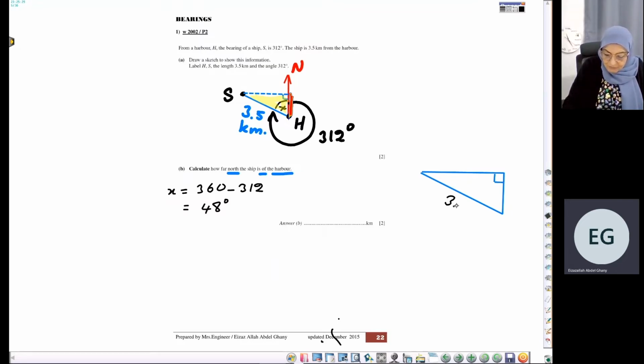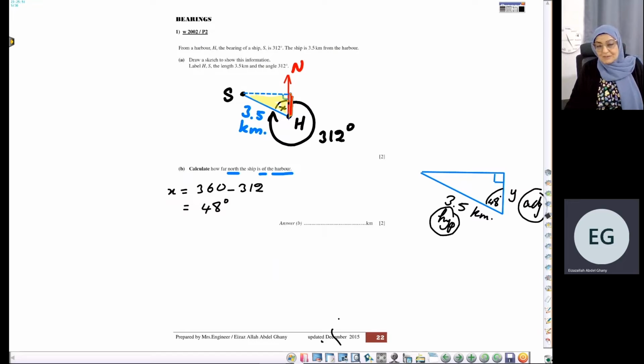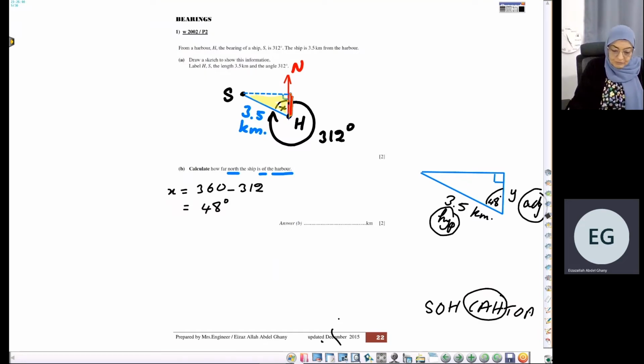This distance is 3.5 kilometers, and this distance, which I need to know, I call it Y. Don't use X, you used it before. And this angle is 48 degrees. What is the relation between the adjacent and the hypotenuse and the 48 degrees? It's cosine, adjacent over hypotenuse.